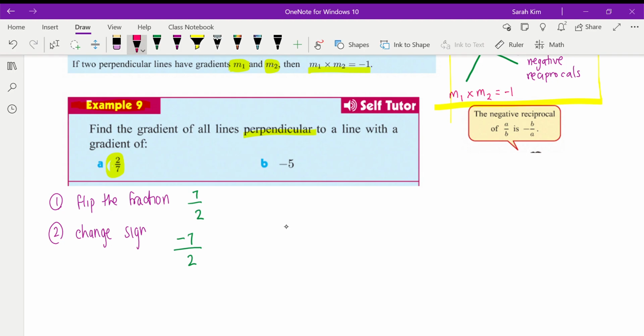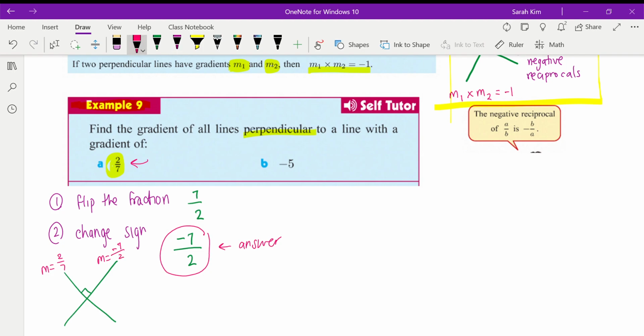So the gradient of a line perpendicular to a line that has a gradient of 2/7 is simply minus 7/2. That becomes the new gradient. Basically, you've got two perpendicular lines. If this gradient m, we use the m symbol for gradient, was 2/7, this line has a gradient of minus 7/2. So that's the relationship.